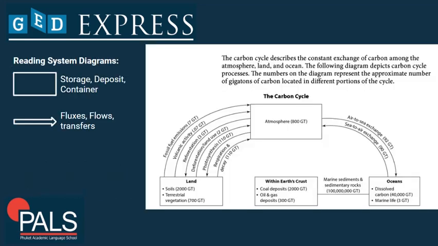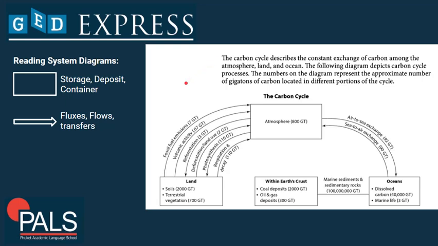Alright, let's get started. This question is on the carbon cycle, which we see here on the right. Before we get deeper into the matter, let's read the paragraph we are given first. The carbon cycle describes the constant exchange of carbon among the atmosphere, land and ocean. The following diagram depicts carbon cycle processes. The numbers on the diagram represent the approximate number of gigatons of carbon located in different portions of the cycle.